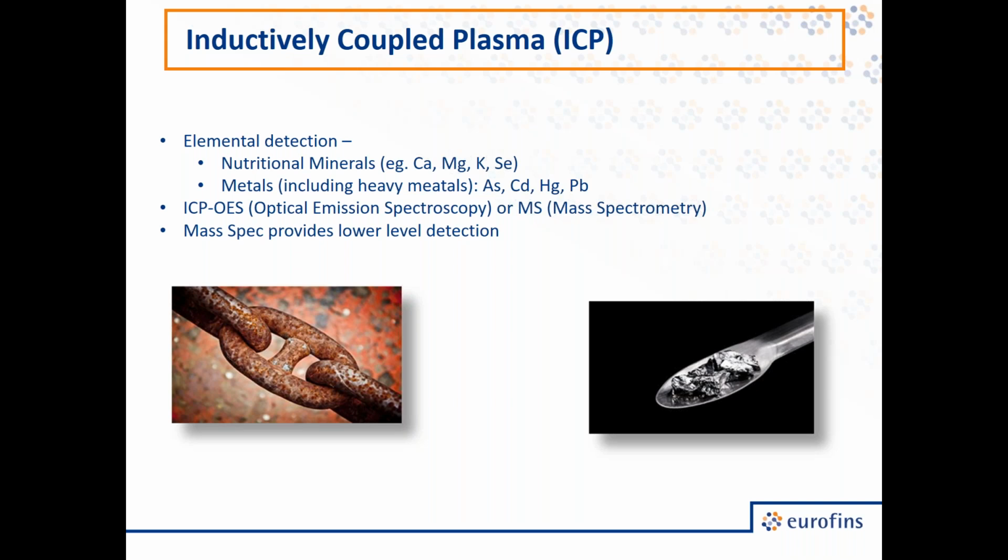Detectors that we use with ICP could either be OES, the optical emission spectrum that's formed from the plasma torch, or it could be mass spec, where we're using the mass-to-charge ratio of the element to identify it. The difference between the two is that you're going to be able to get a lot lower detection limits using mass spec, but both of them are going to give you valuable information about the foreign material.